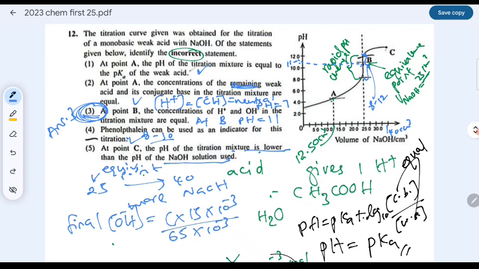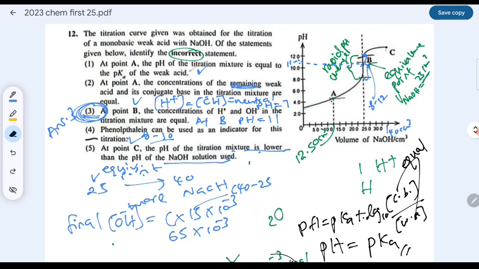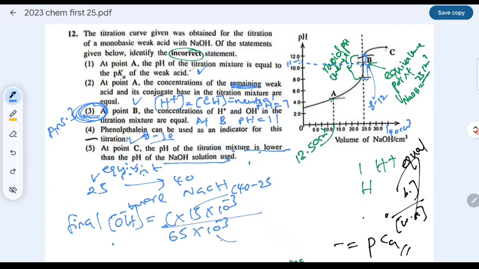How do I get it? Because 40 minus 25 is the excess sodium hydroxide present. And this is the total volume, 40 plus 25. Right? So this is the final OH minus concentration.